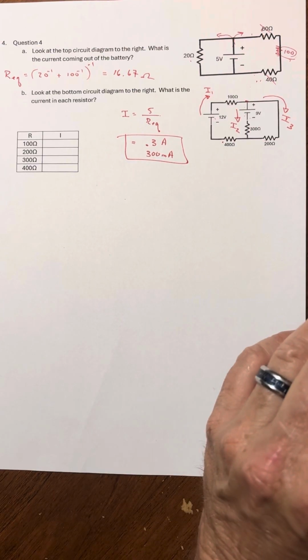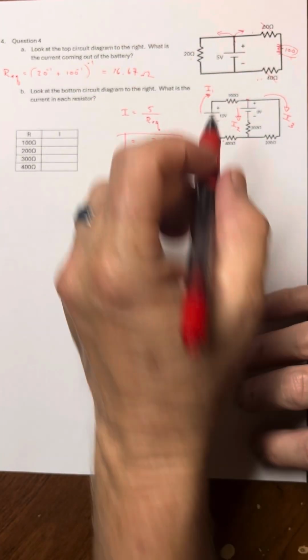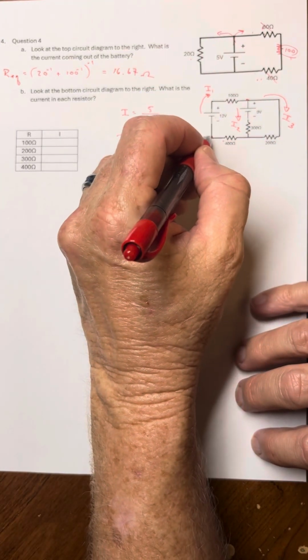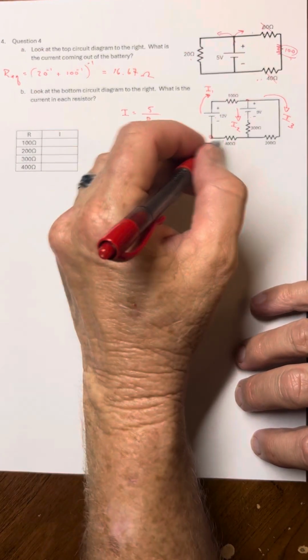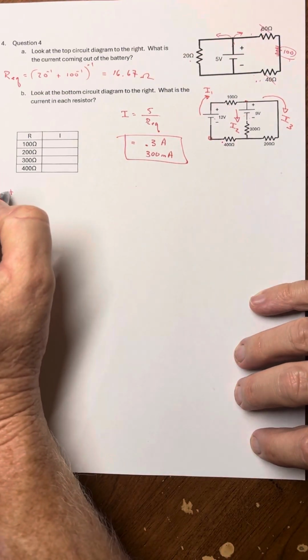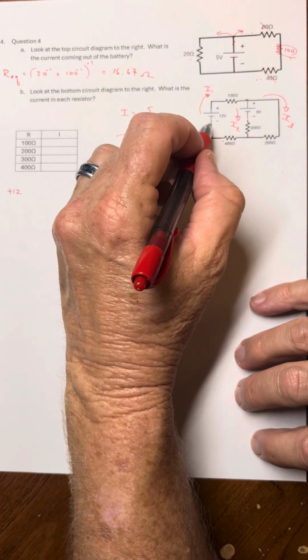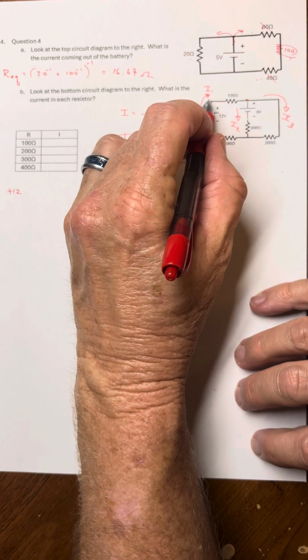All right, so here's what we do. We do the loops. We do the small loops. Let me just do the left loop. Let me start down here. If I add up around this loop, I'd say, okay, plus 12 as I move from the small bar to the big bar.